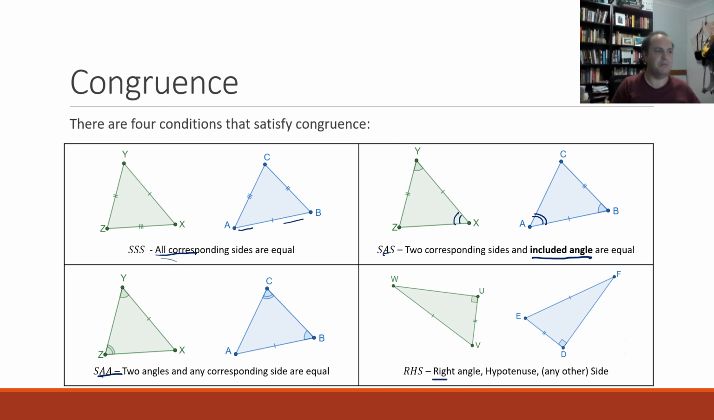Lastly, RHS. RHS stands for right angle, hypotenuse, and any other side. In this case, both our shapes have a right angle at D and U. The hypotenuse is the same length, WV and FE. And then finally, we've got another side that's the same: DE and UV are both the same length. So we've got our right angle, our hypotenuse, and our other side. That makes these two triangles congruent as well.